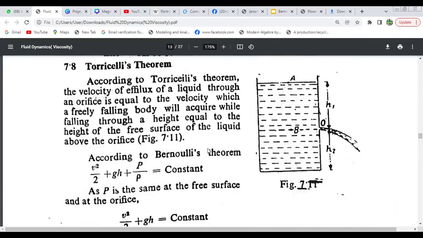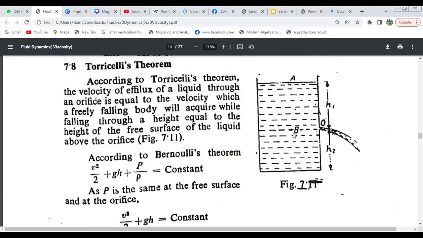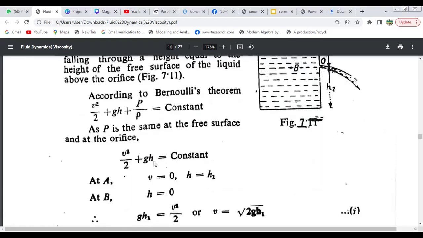This is Torricelli's theorem. Actually, this is another advanced part of Bernoulli's principle. According to Bernoulli's theorem, kinetic energy plus potential energy plus pressure equals constant. So this is part A, and this height is z1 from the O point, and this other height is z2. This is the B point. As P is the same at the free surface, v square by 2g plus z equals constant.